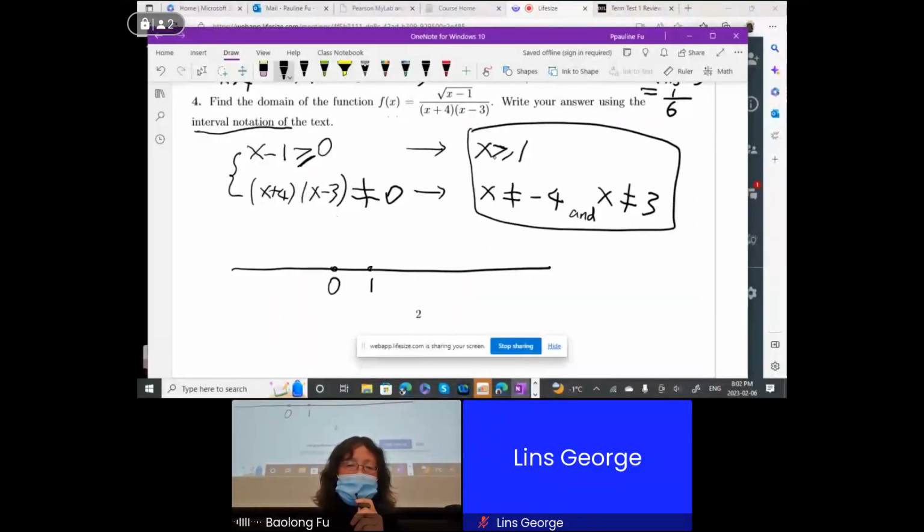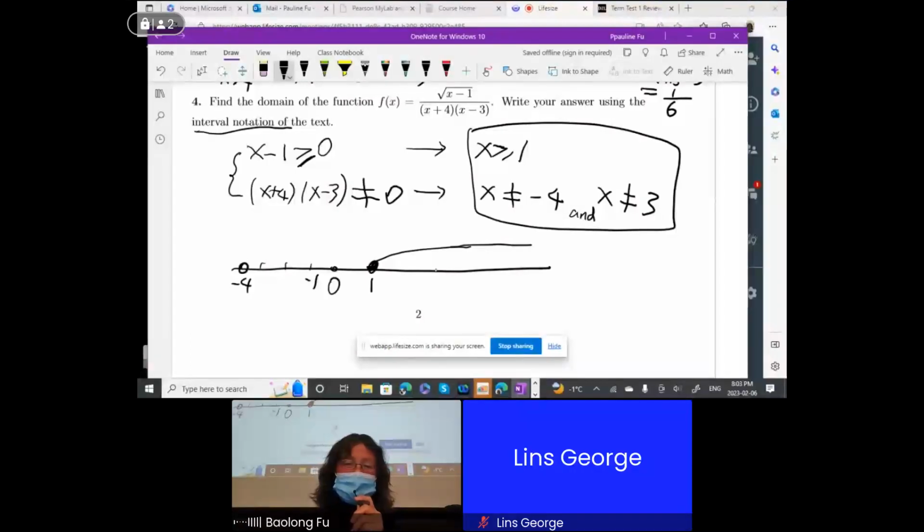So x greater equal to 1, it is this part, x greater equal to 1. But then x not equal to -4. So this is 1, 2, 3, 4. This is -4. This is -1. When something is not equal on the straight line, you use a circle to represent not equal to -4.